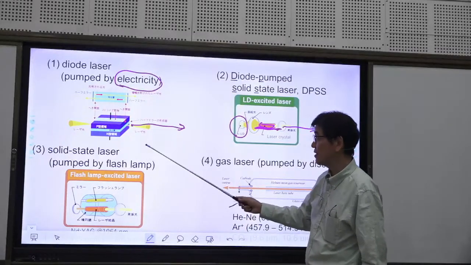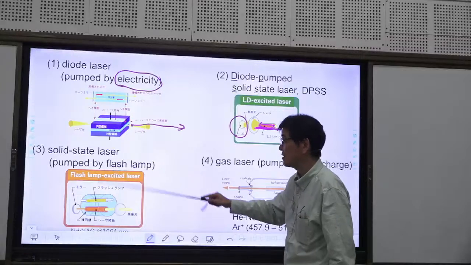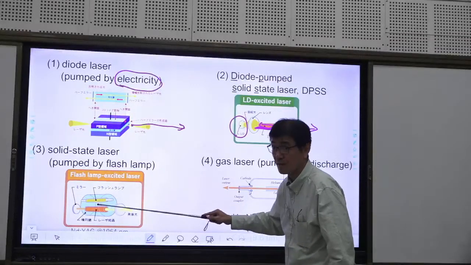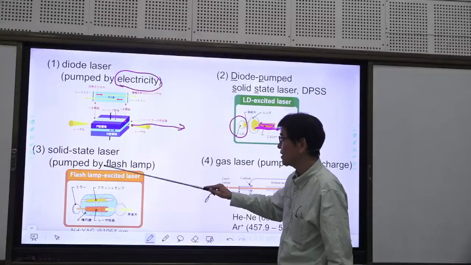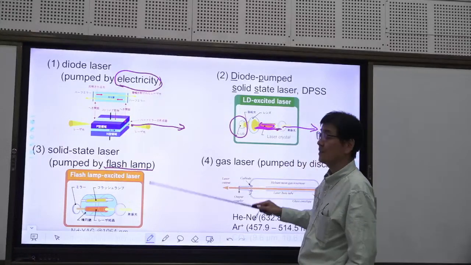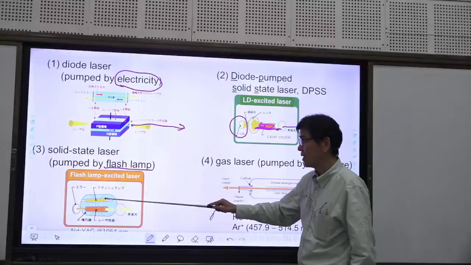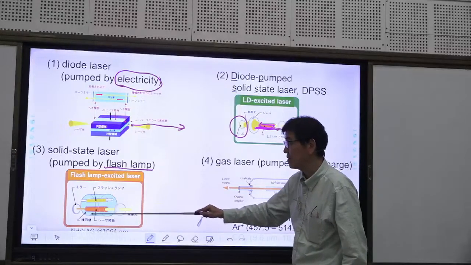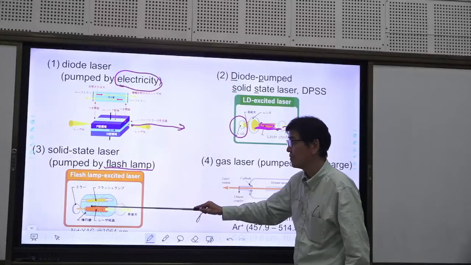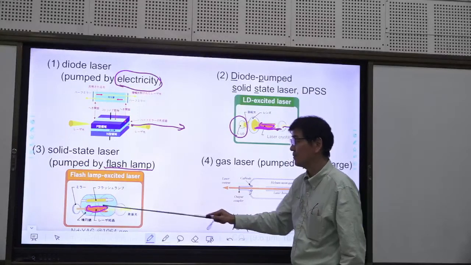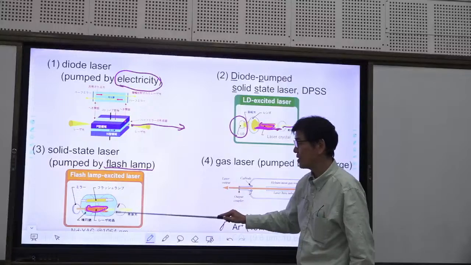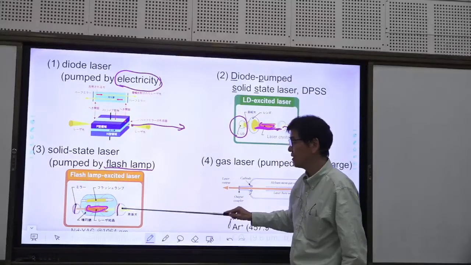Another way is to pump the laser medium by flash lamp. Okay, so the flash lamp is in this case the external energy source. By illuminating the laser crystal, they make the inverted population here. Then here is a cavity. Then laser emission occurs.